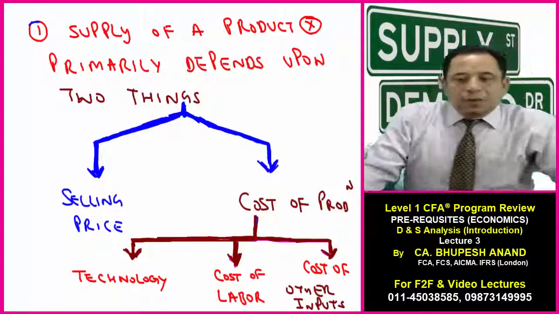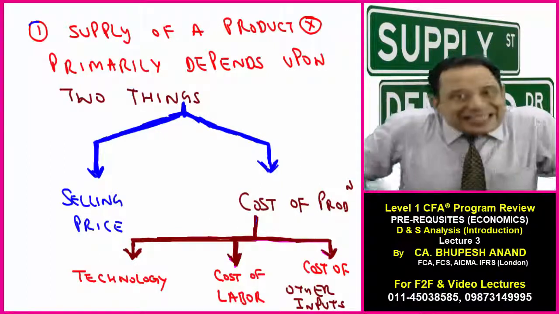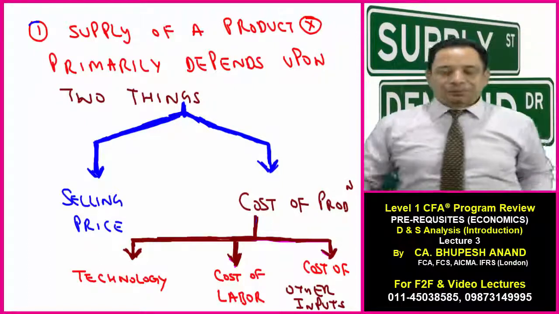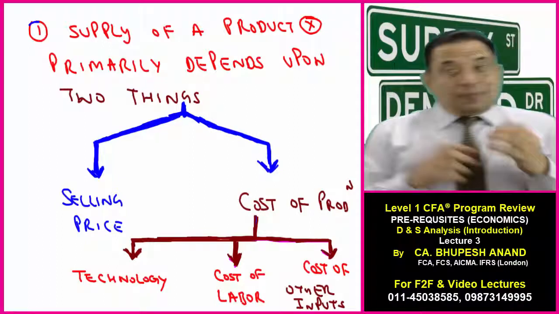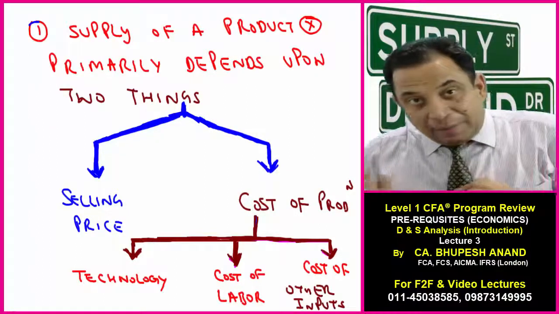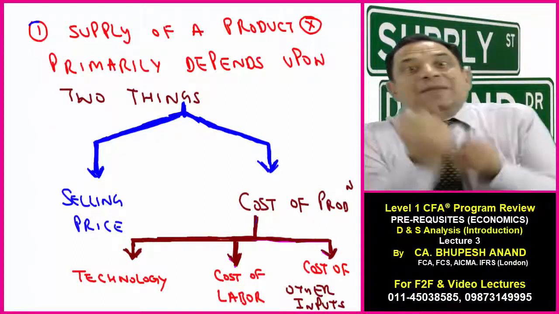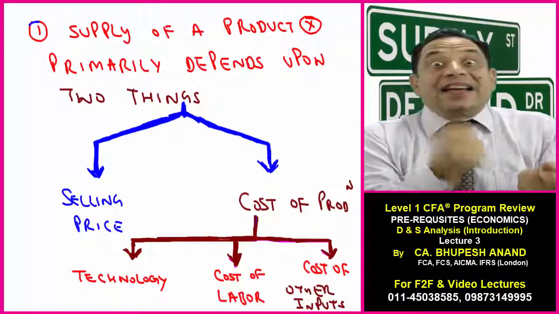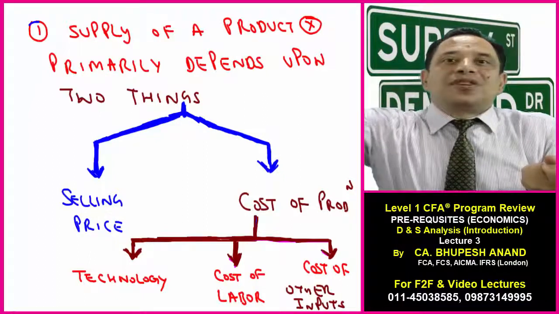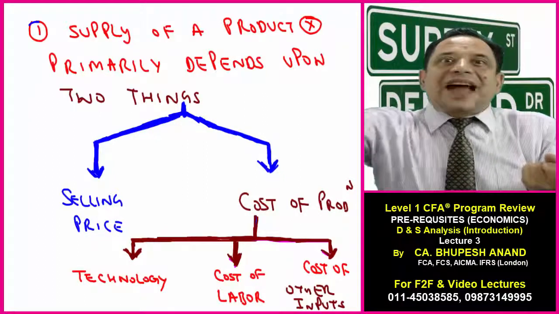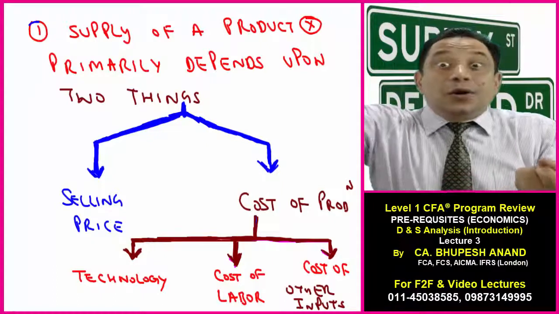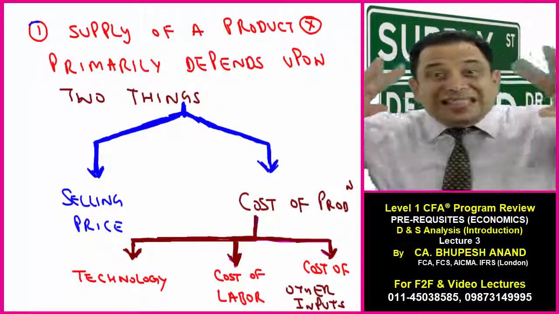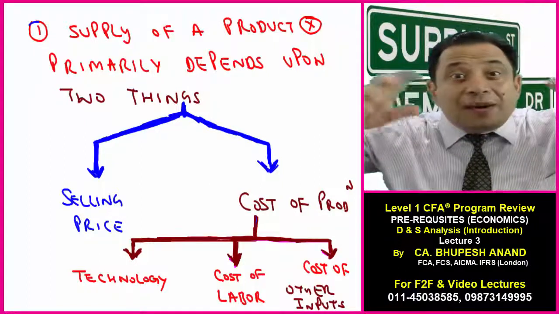So please note down, supply of product X primarily depends upon 2 things. First is the selling price, the price at which the producer can sell in the market, and second is the cost of production, that is, at which cost that producer is able to produce it. Lower the cost, higher will be the profit. You're getting my point? So these are the two factors on the basis of which we will be deriving the supply function.